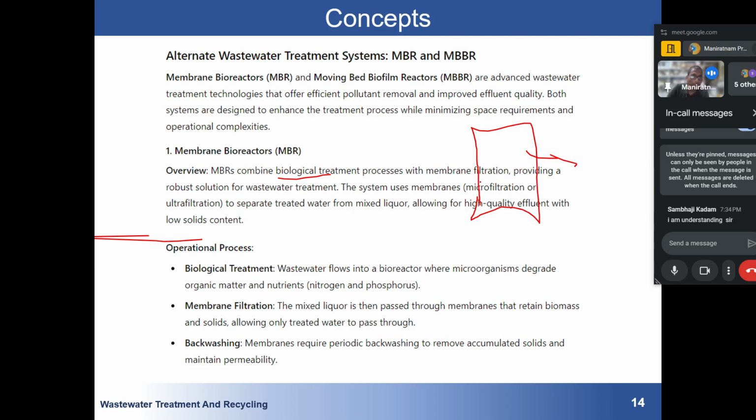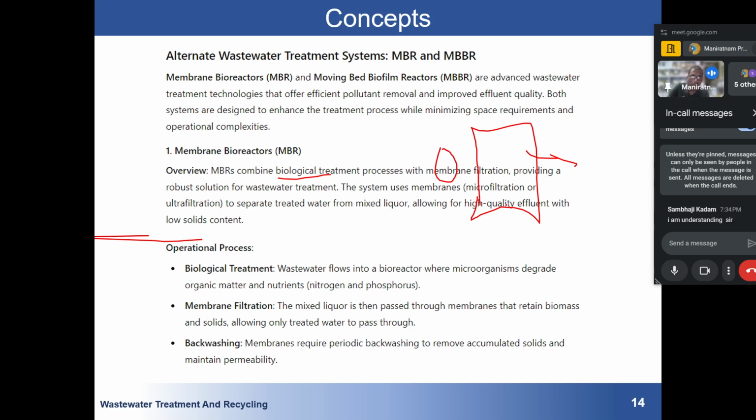So this membrane will collect those solids, okay. The mixed liquor is passed through the membrane that retains biomass and solids, allowing only treated water to pass. Once the organic matter is degraded, it will be retained on these membranes, and finally we will have treated water with very low solid contents. And the organic matter has already been degraded. When we say organic matter, we mean high nitrogen and high phosphorus. So we will have water with low nitrogen, low phosphorus, low solids, okay.